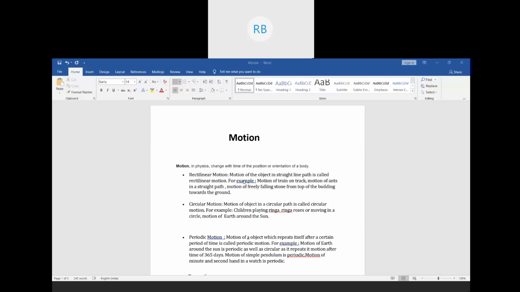It is written over here. For example, motion of a train on a track, motion of an ant in a straight path, motion of a freely falling stone from the top of a building towards the ground. All these are examples of it. Can you give one more example? Light, sir. Yeah, it can be considered.